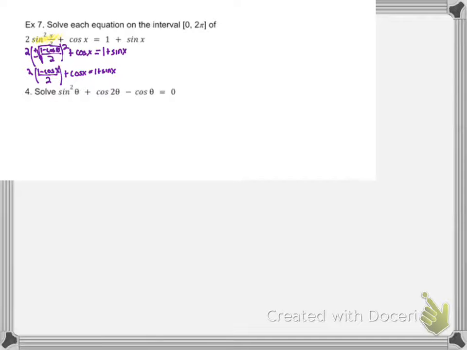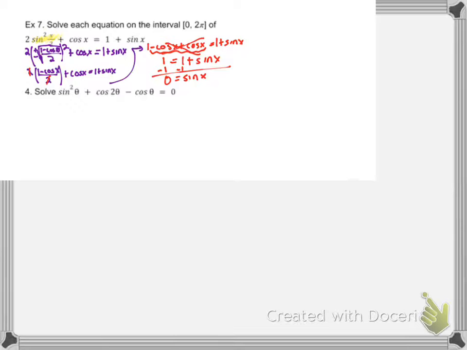I'm able to rewrite this over here. I have where my 2's cancel, 2 in the numerator, 2 in the denominator. I now have 1 minus cosine x plus cosine x equals 1 plus sine x. Okay, so these two, plus and minus, go away. Then you're left with 1 equals 1 plus sine x. Subtract over my 1. I get 0 equals sine x.